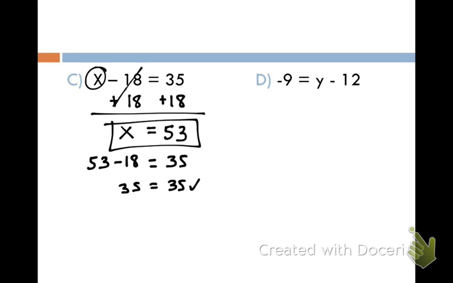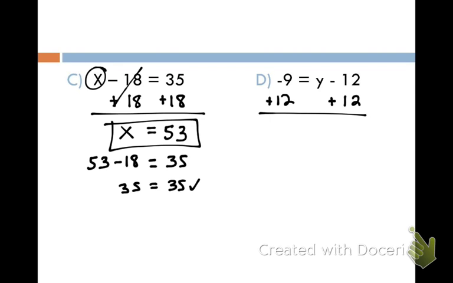Okay, who feels comfortable and wants to do problem D for me? Let me have Kyla try it out. Identify your variable. It's y. What is not allowing y to be by itself? 12. What kind of a 12? Negative 12. What's the opposite of negative 12? Plus 12. So positive 12, I'm going to add 12 to both sides.